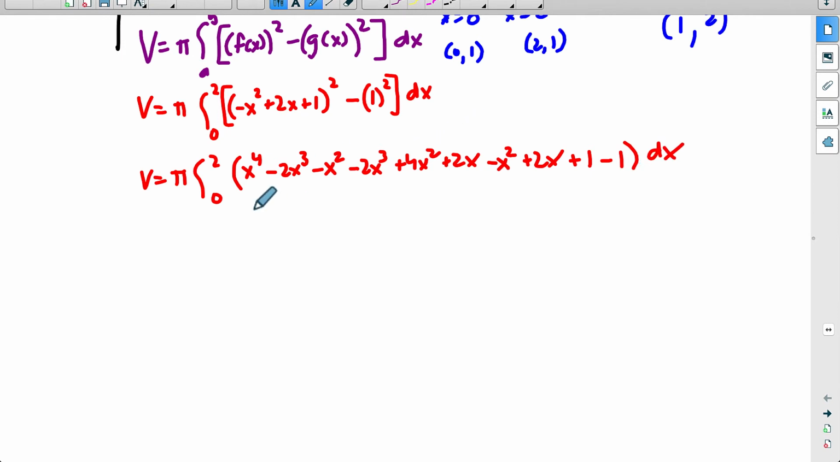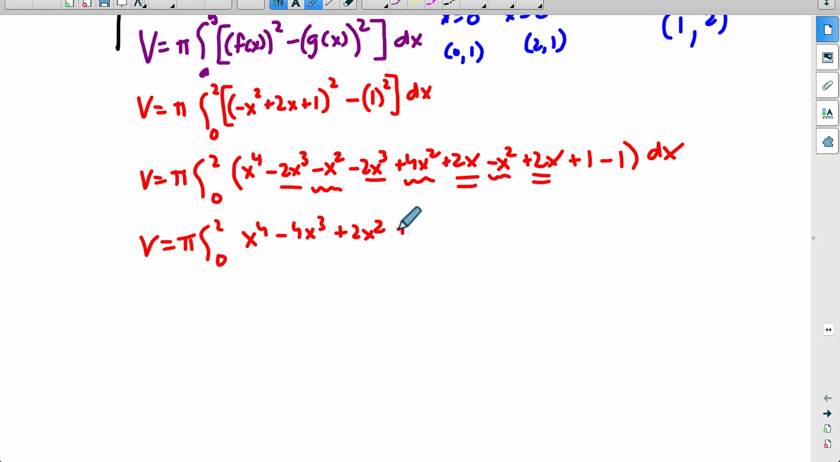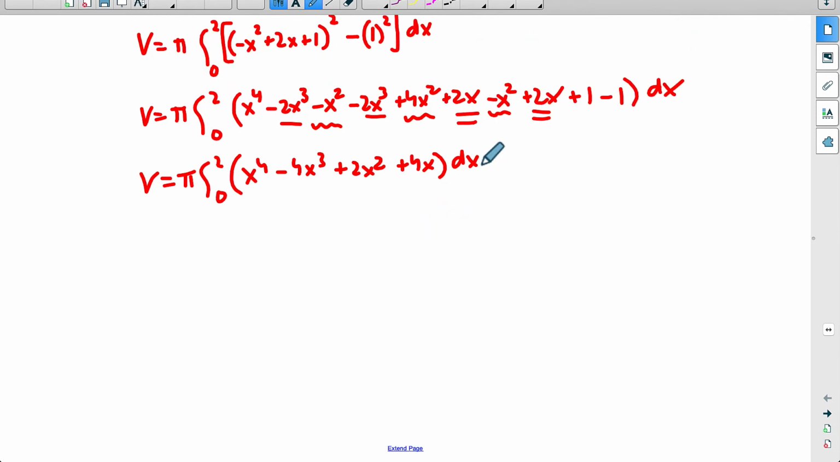still 1. All right, let's combine our like terms here. I think we only have one x to the fourth. X cubed, I see an x cubed here, and that's it. So negative 2 and negative 2 is negative 4x cubed. X squared, there's 1, there's 1, and there's 1. Negative x squared plus 4x squared is 3x squared. Take away 1x squared is 2x squared. X's, here's 1 and here's 1, so we have plus 4x. And nice, those cancel out. So this is what we have to integrate, and we can finally do that.